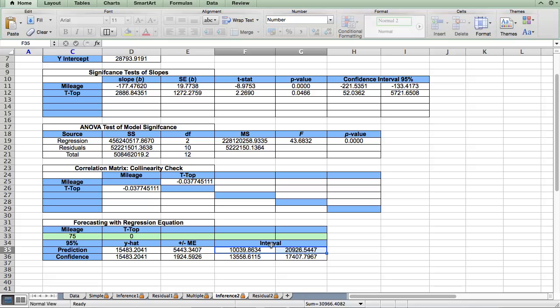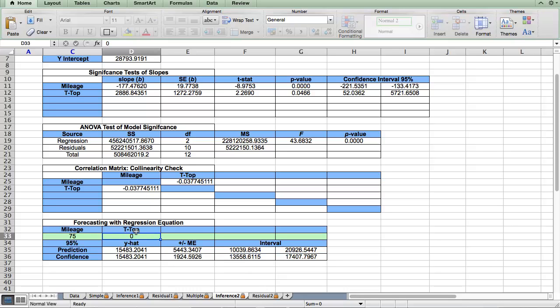So on the average, at 95% confidence, we would estimate the average selling price to be somewhere in the much narrower range, 13,558 up to 17,407. So let's see that effect of T-tops.